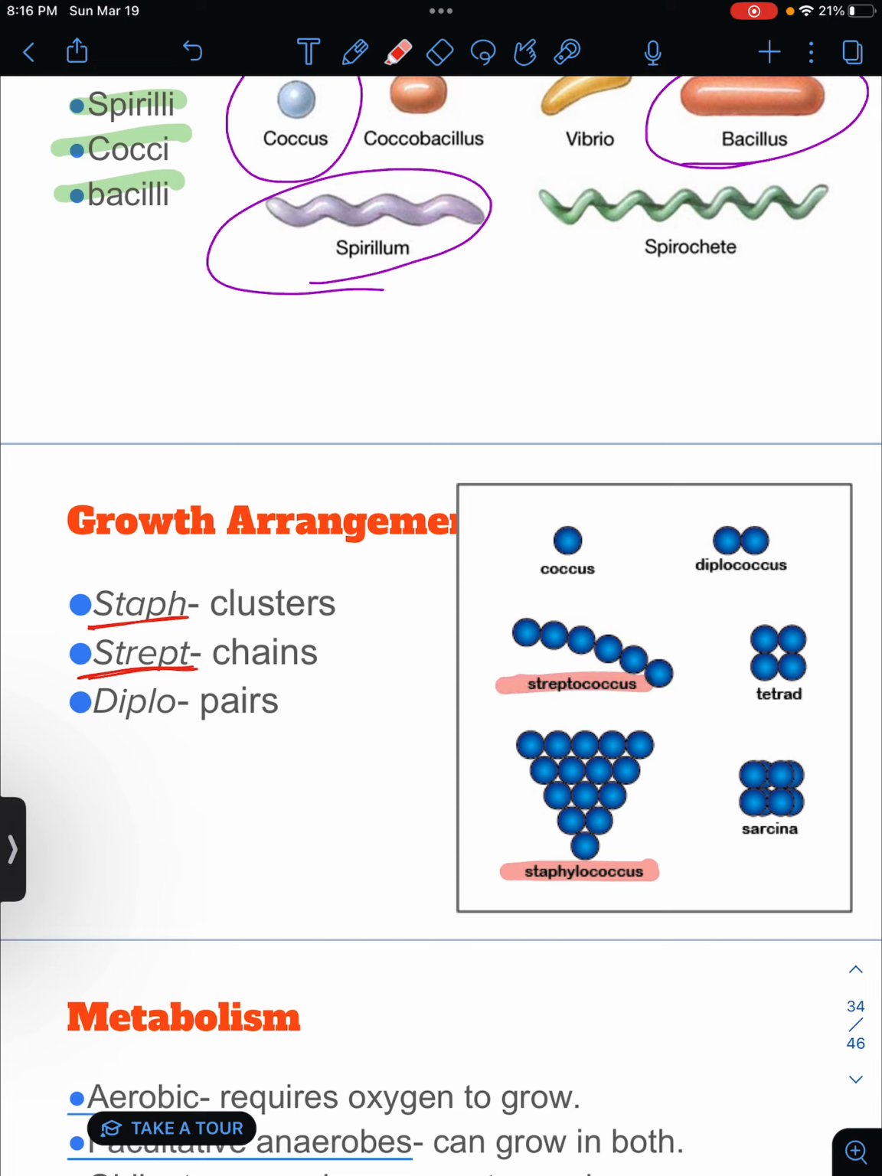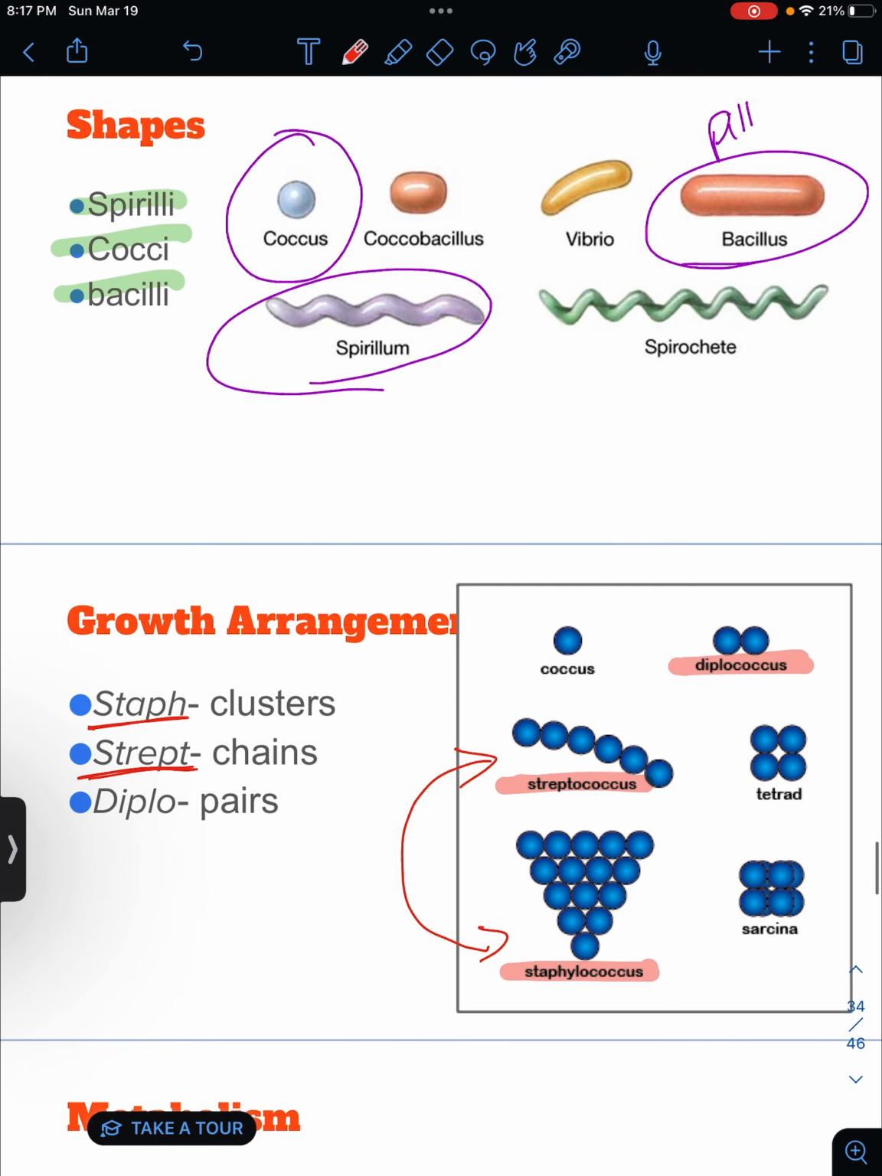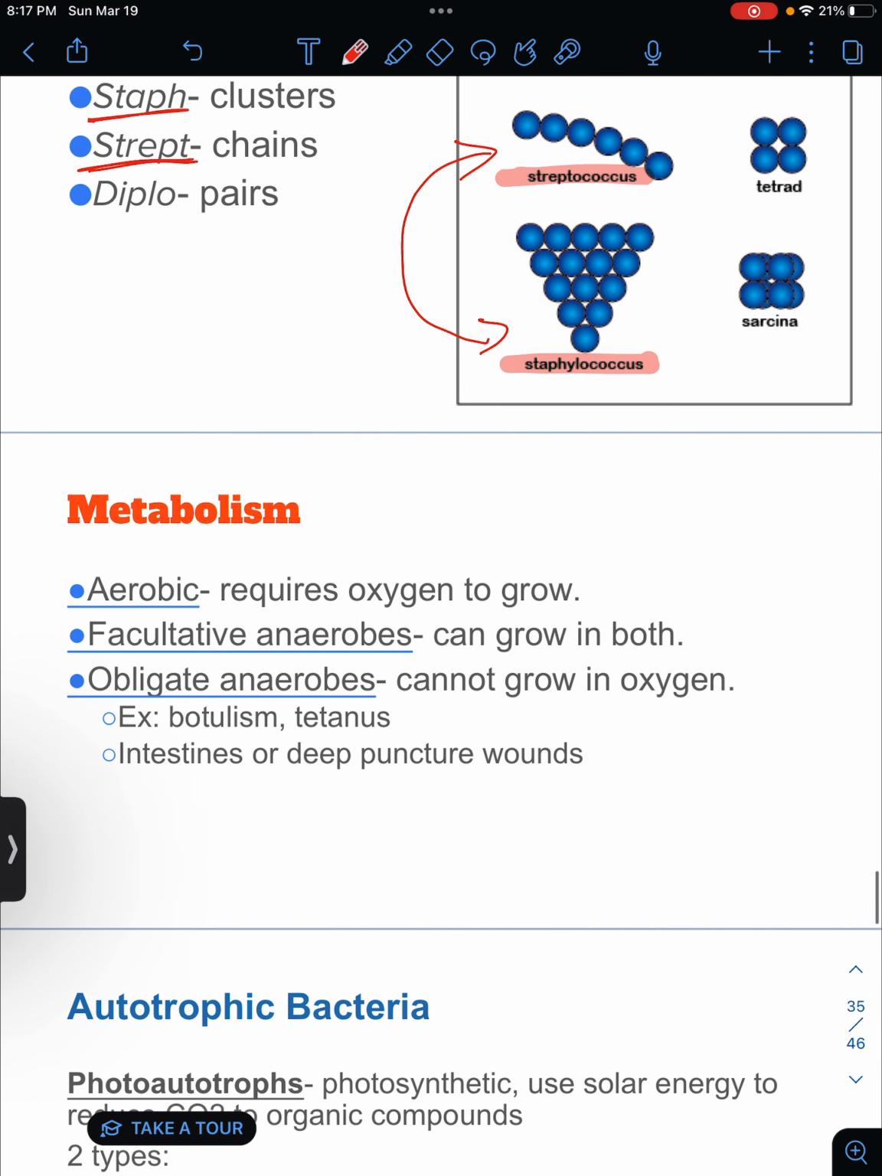Here's strep, here's your chain, and here's your diplo. A lot of the bacteria that I've heard of in labs are these two. You'll hear of Streptococcus. That tells me that it is in a chain and it's circular. Or Staphylococcus, that means it's in a big cluster. So you have your shape and you have how it grows together.